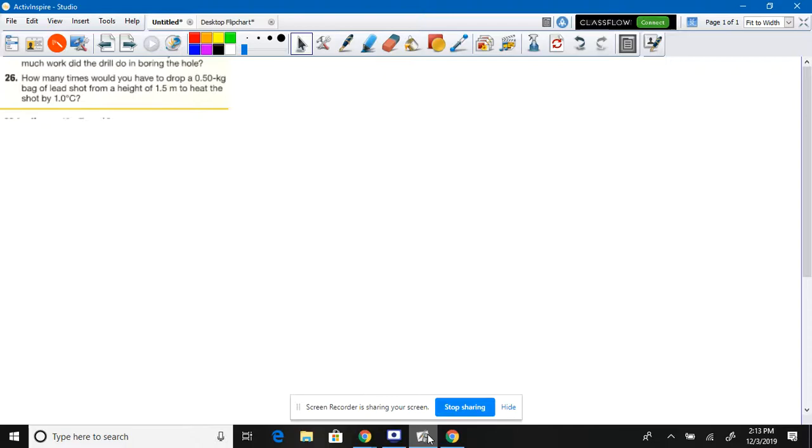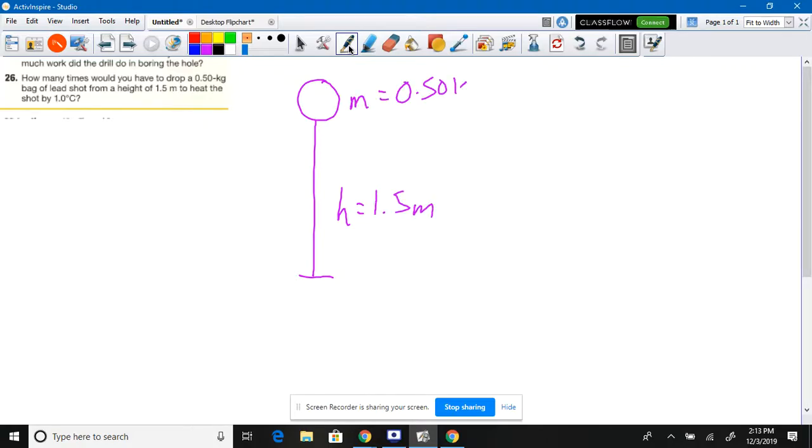If you move things in space like we did yesterday, you'll create heat. Draw a picture. You have a lead shot, okay? Just a lead ball right here, and you're going to drop it a height of 1.5 meters, and it has a mass of 0.50 kilograms. And how many times would you have to move that in order to raise the temperature of it by 1 degree Celsius?